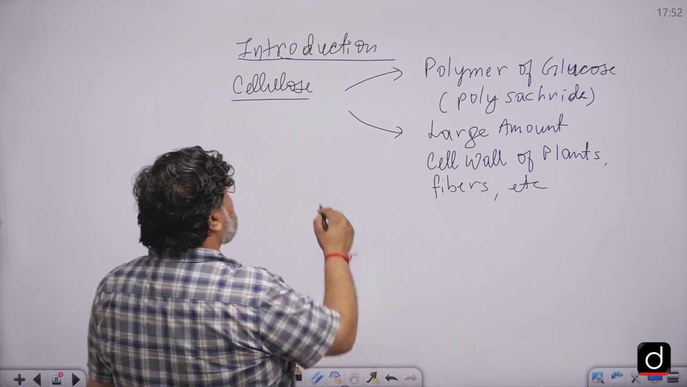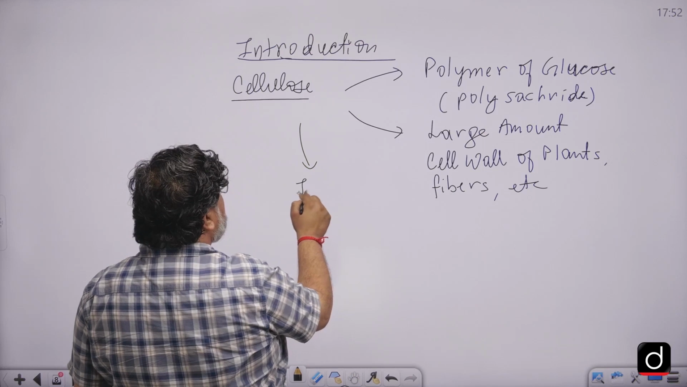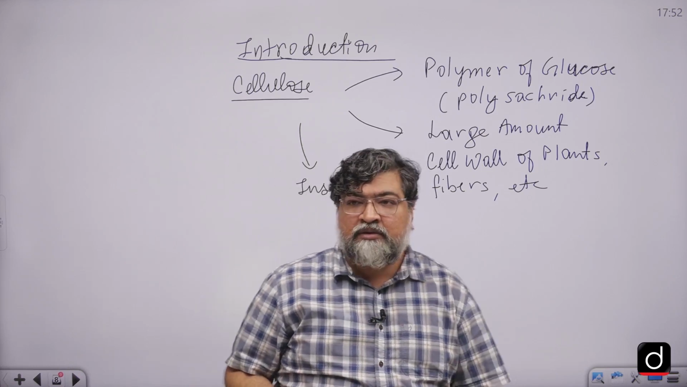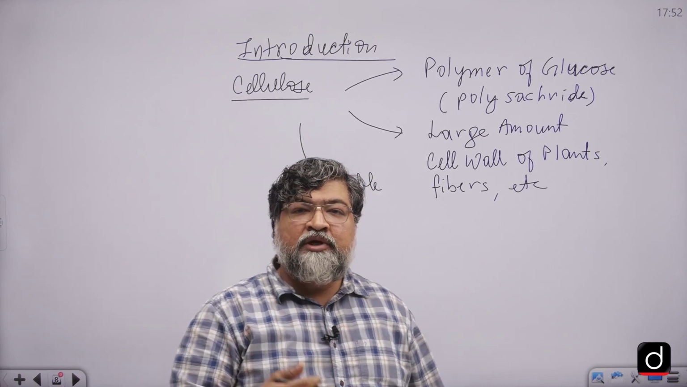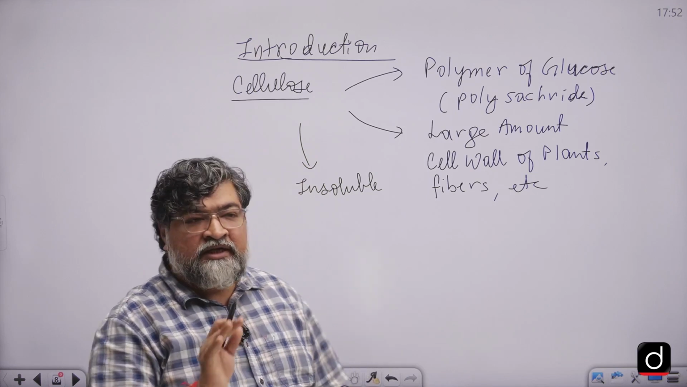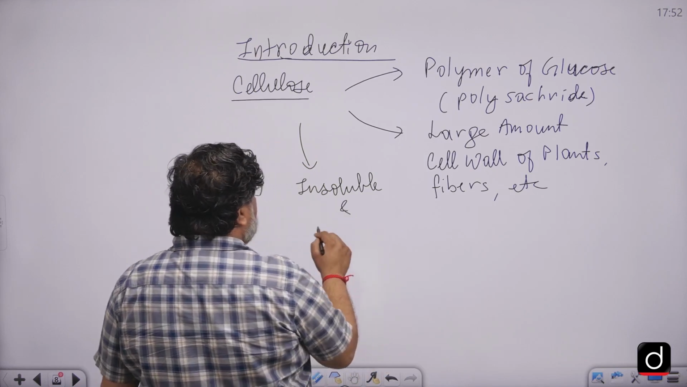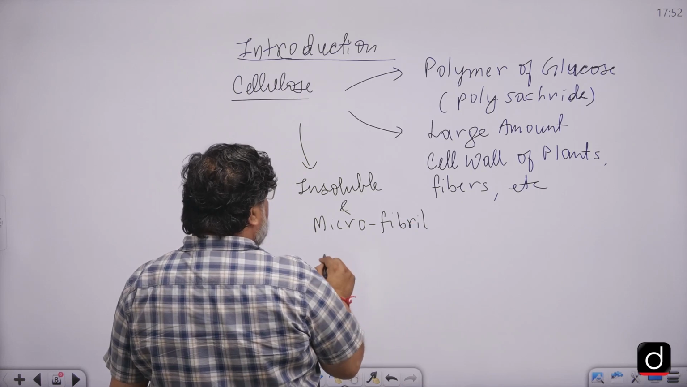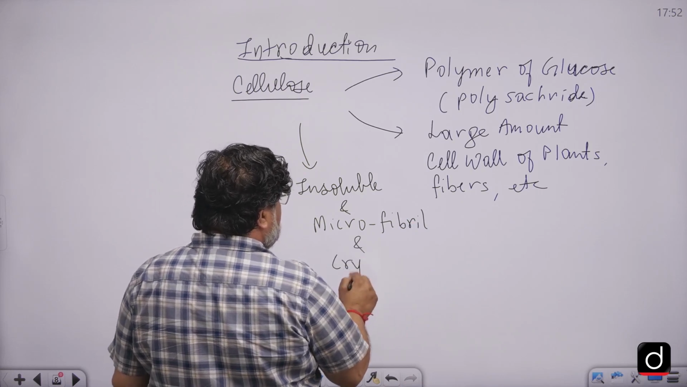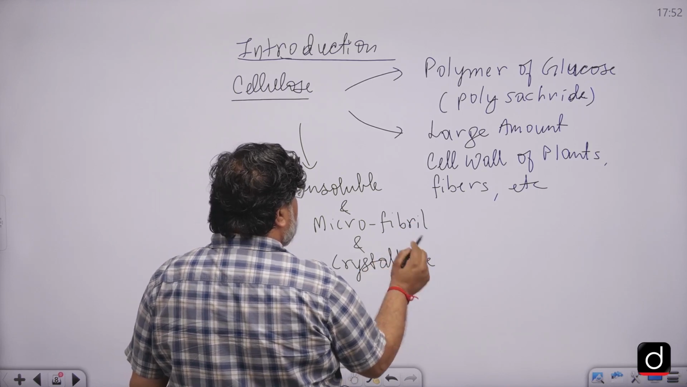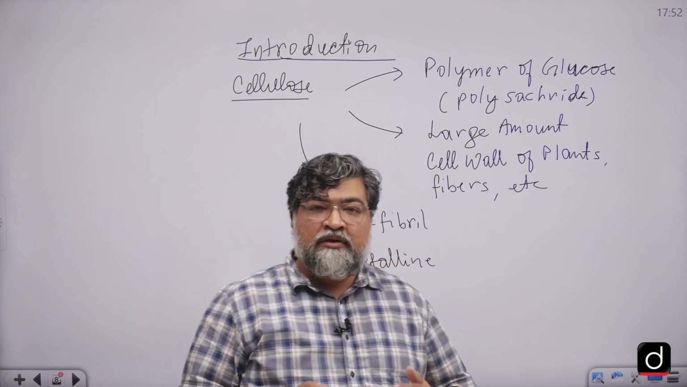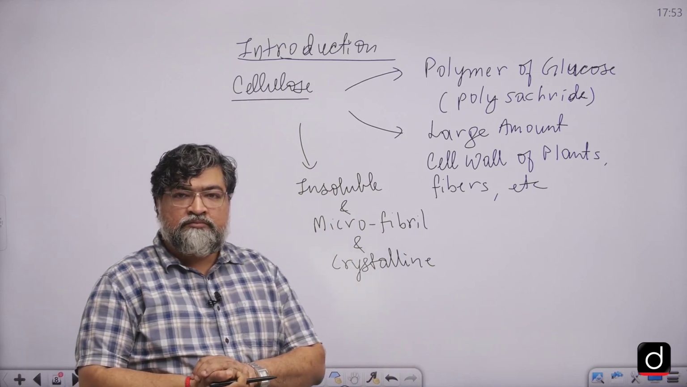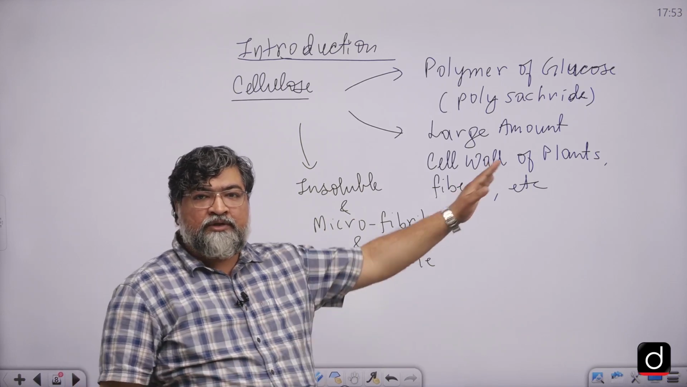Another aspect in the introduction, what you can write is that cellulose is an insoluble form of a carbohydrate, right? Although it can be hydrolyzed, normally in water it does not dissolve, it is insoluble and exists as a microfibril, like microfibril and crystalline. Crystalline form can be existing there. So what has happened here? In the answer introduction part, you are writing about cellulose, bringing in a paragraph containing all these points there.